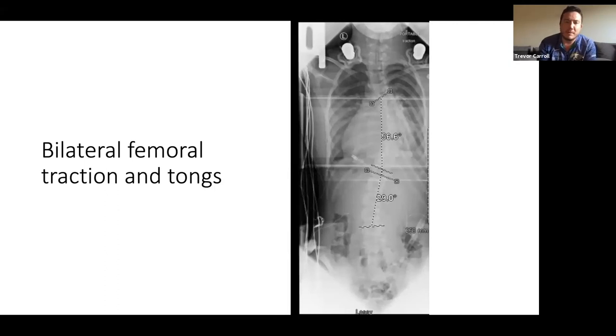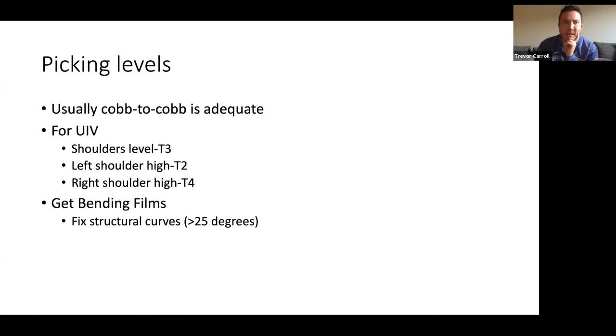So we'll talk about what we did and things that we find useful. In the surgery, we use a bilateral femoral traction, and then we use the Gardner-Wells tongs as well. You can't measure this obviously in the OR, or at least I don't know how to, but it's pretty nice afterwards to see how much correction you get, going from 100 to 56 on the bed.